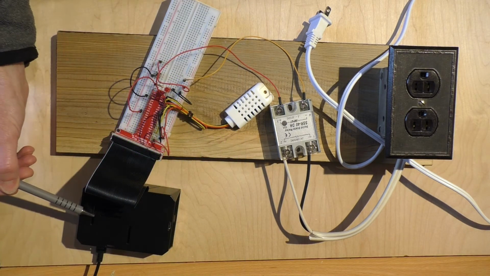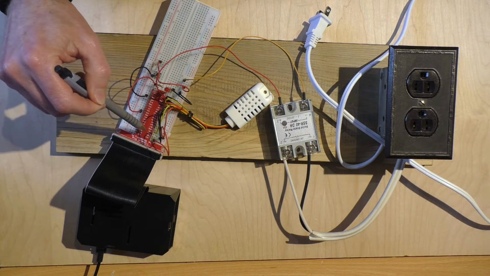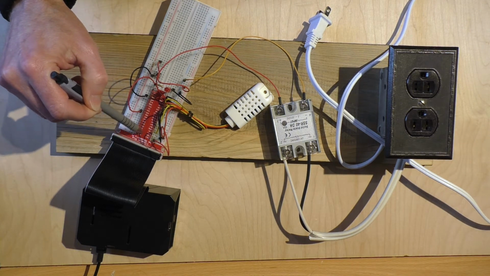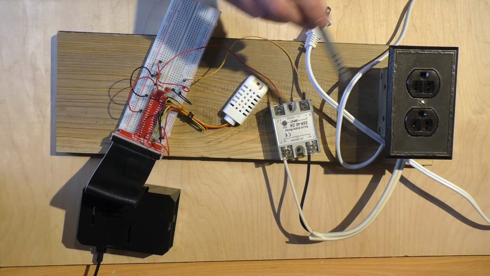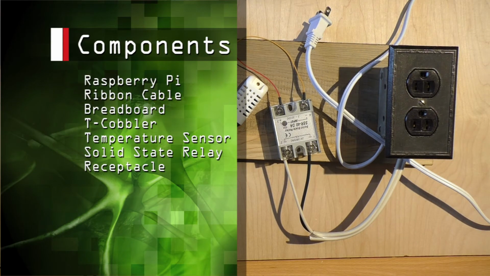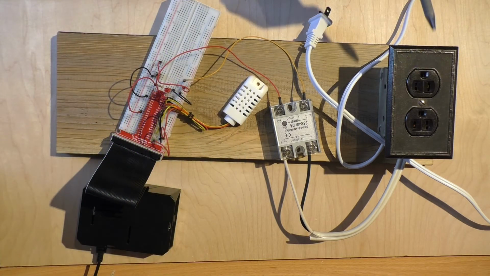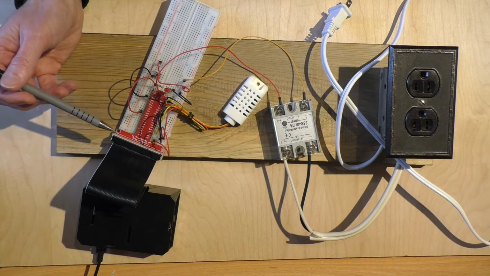We've got our Raspberry Pi 4 here in a nice case, a ribbon cable that connects it to a breadboard with the T-cobbler. We've got a temperature sensor, a solid-state relay, and then a non-certified hookup here to plug in. When I do the final implementation, it'll be a little more up to electrical code, but for now, this is just for testing purposes. This is where the fan would plug in once we plug this into the wall and get everything up and running. So we'll take a quick tour of how the Raspberry Pi is configured here.